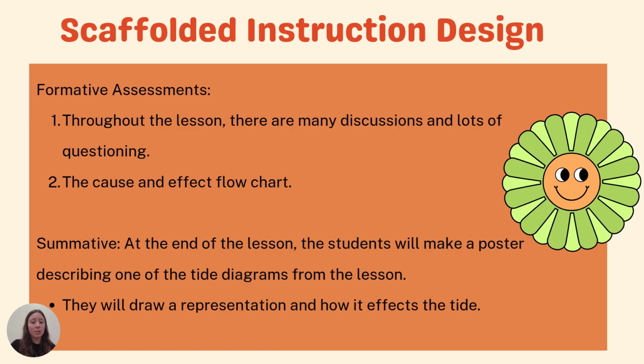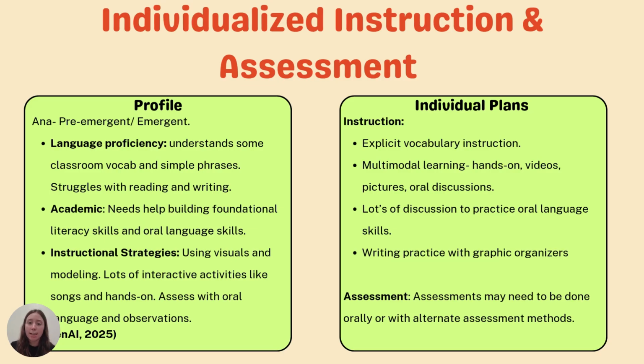And so going on to individualized instruction and assessment, here is one profile of an English learner. Their needs, that language proficiency: she's pre-emergent, she understands some classroom vocab and simple phrases, but struggles with reading and writing. So the student needs help building foundational literacy skills and oral language skills, and one strategy for that is explicit vocabulary instruction. This will allow the student to explicitly understand more academic vocabulary, and continue to build that vocabulary.